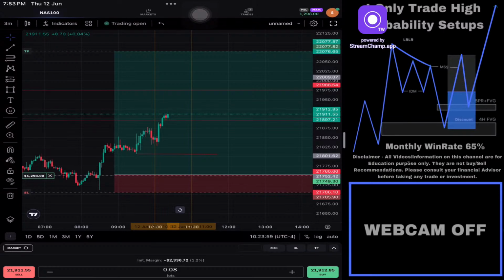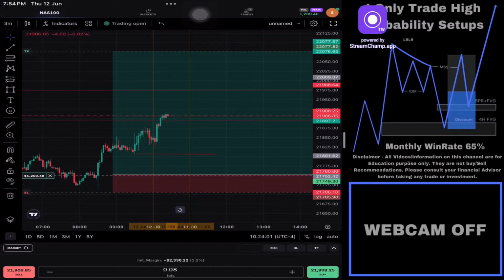So in Nasdaq, the market is still showing bullish momentum. It has taken liquidity, but there is no clear displacement to the downside yet. Nasdaq is still holding above the breakout structure. So let's see what happens next. We will wait patiently for the market to tap into the 3 minute fair value gap.